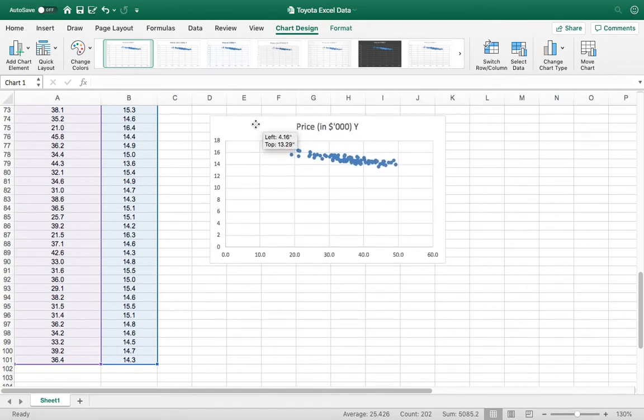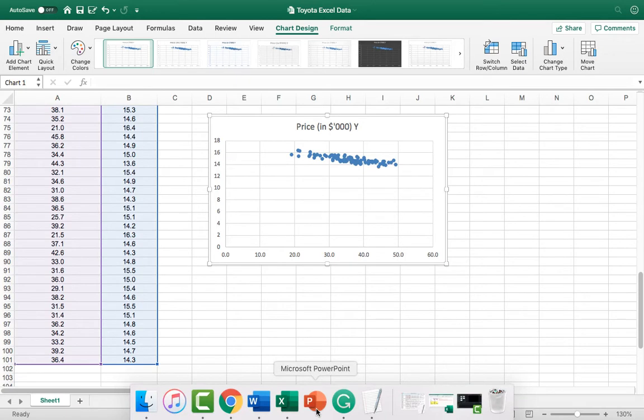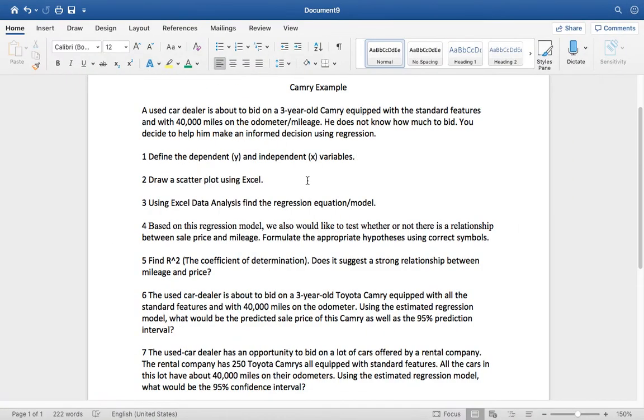That data's pretty compelling, I'd say, showing that I've got a negative relationship. As the mileage increases, the price of the car is decreasing. The points seem to be fairly bunched together. So the very first thing we're doing, eyeballing the information, is suggesting that yes, we really do have a linear relationship, a fairly strong indication that we do. So that's the second part of the question. We've done our scatter plot.